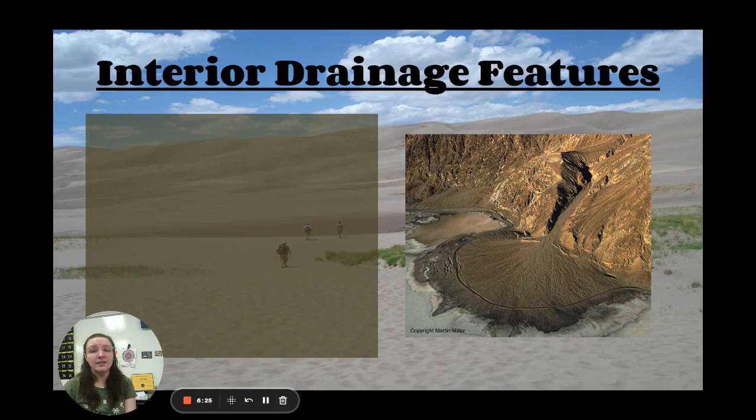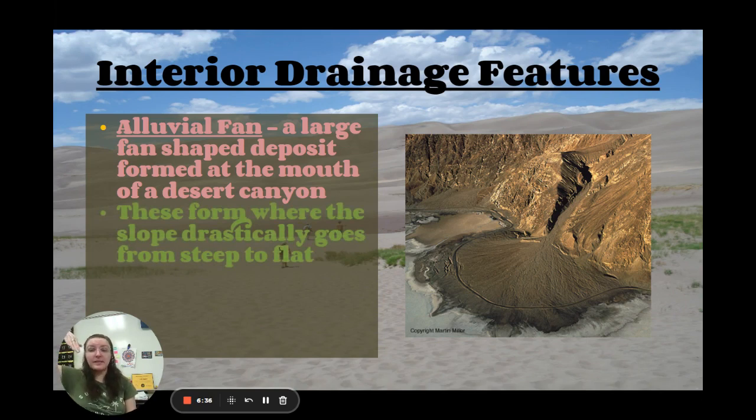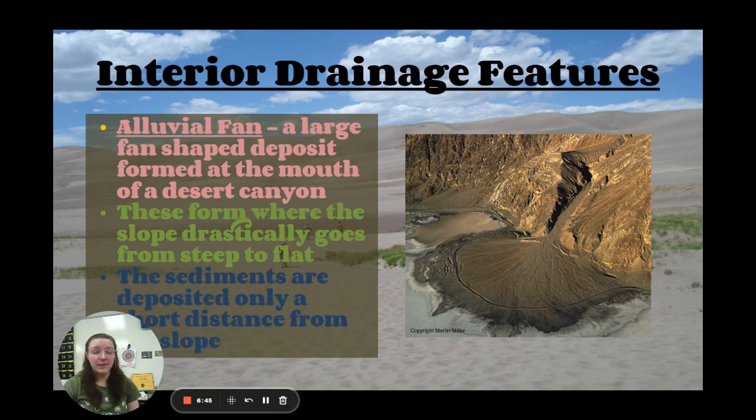Other interior drainage features we see include an alluvial fan, which is a very large and fan-shaped deposit that you see at the mouth of a canyon. This is where we were going down the mountain, rain was falling at the top of the mountain, and suddenly it stops being steep and it starts being flat. And so the sediments that were coming down with the rainwater don't really have anywhere to go. They all of a sudden are now flat, so they deposit themselves only a short distance away from the slope.